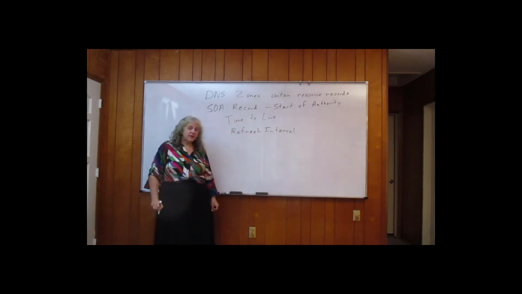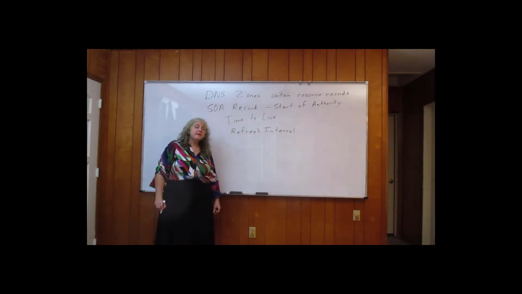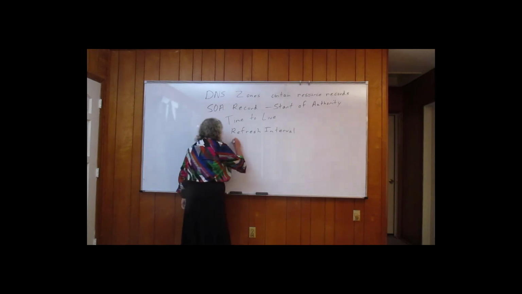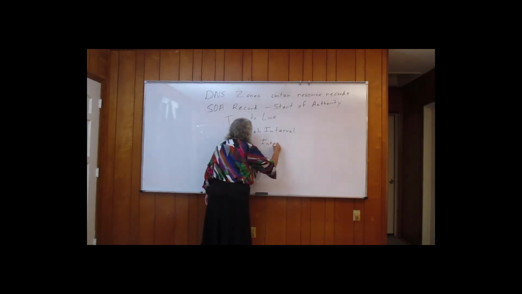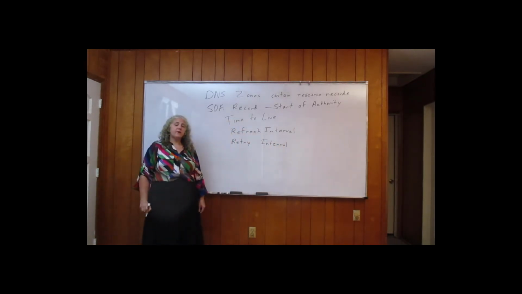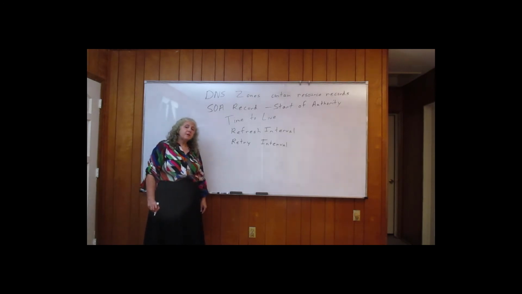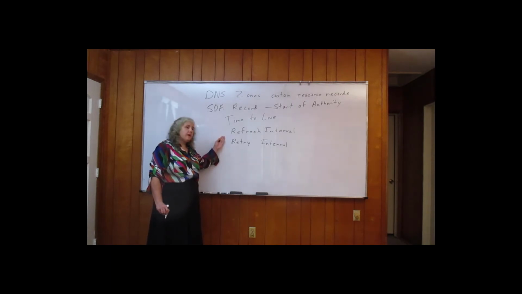It contains a refresh interval. This is how frequently the secondary name server contacts the primary name server to perform a zone transfer. There's a retry interval. This says if the secondary name server cannot contact the primary name server in order to perform a refresh, then it's going to wait the retry interval and attempt to contact that primary name server again.